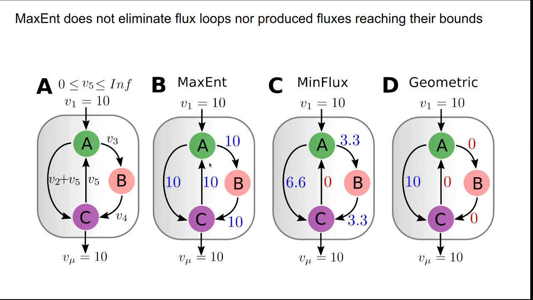This problem is solved by mean flux and the geometric methods because they effectively kill all flux loops. But they do it in different ways. If you use the Euclidean metrics or the absolute value, you produce different results. So mean flux just makes zero this one, whereas the geometric makes zero also this path. So then you have the problem of which one is the correct implementation of this idea that you are minimizing the total flow through the network. But we're going to argue that although Maxent is susceptible to this problem, it's not as sensitive as flux sampling.